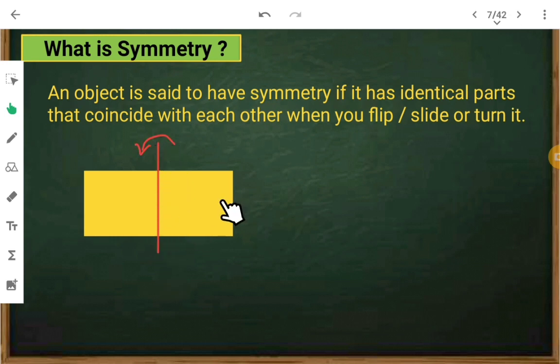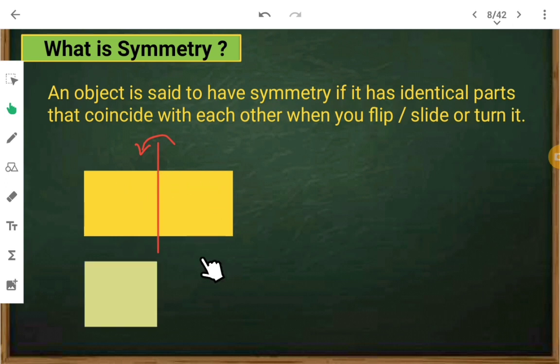That is, I am going to flip over here. What will happen? This point or vertex is coincident with this one, and this vertex is coincident with this, and the side will coincide with this. Therefore, this one we call a line of symmetry. And here it is vertical or horizontal? This one is a vertical line of symmetry.